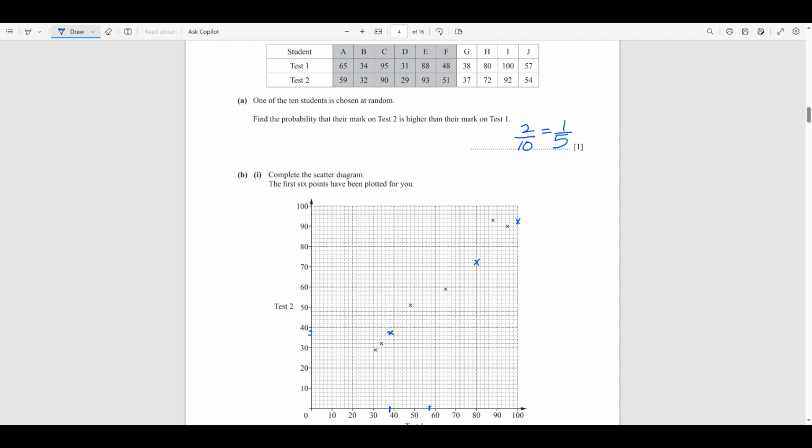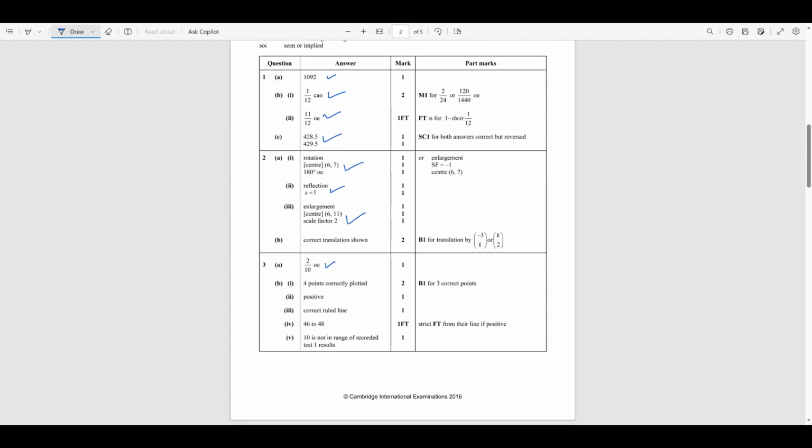This should be somewhere here. Okay, let me just try to plot it nicer. Okay. 4 points correctly plotted, right? So I think we've got the marks.